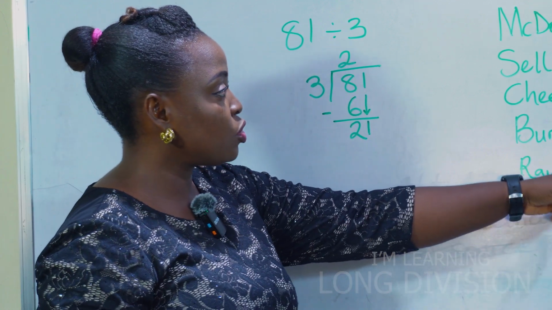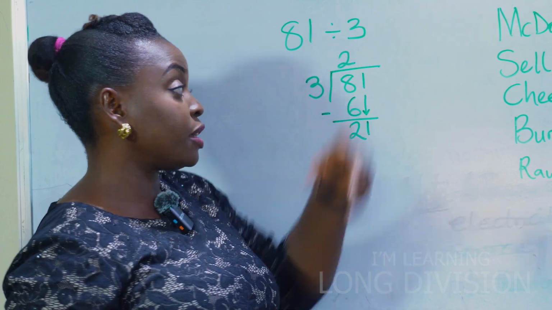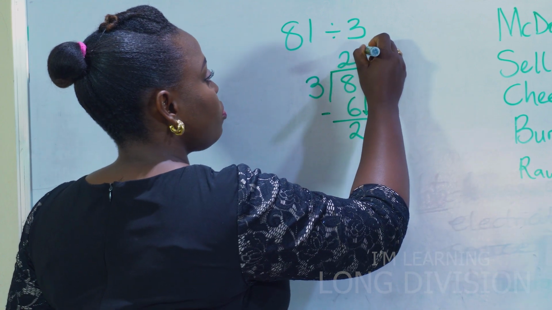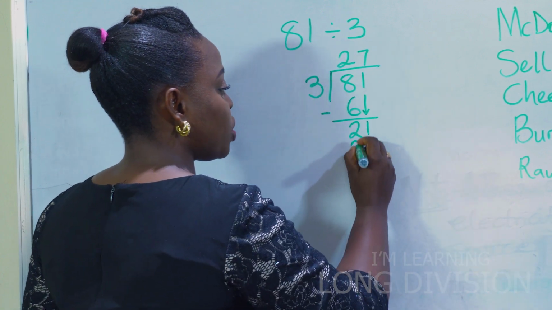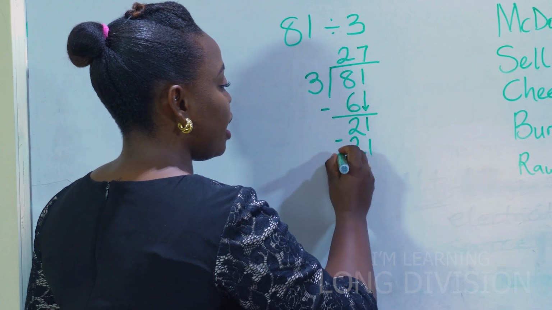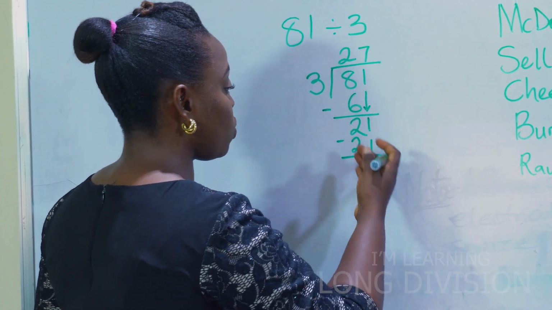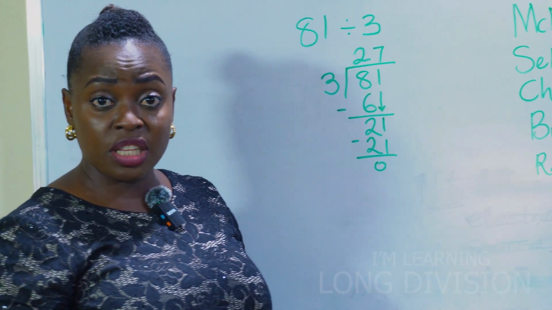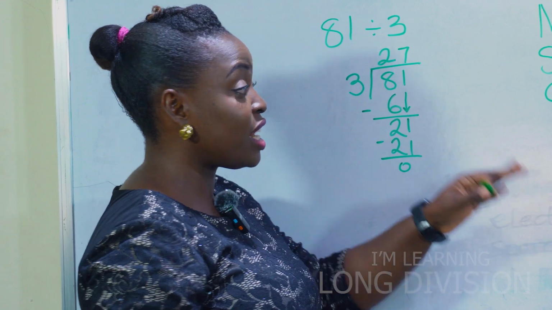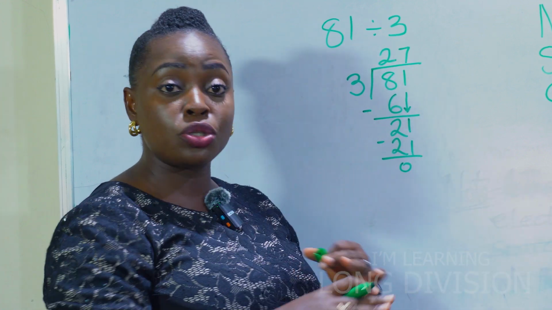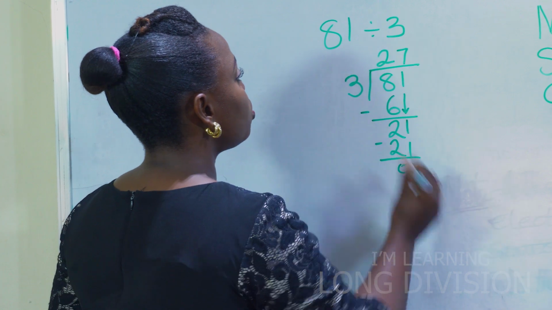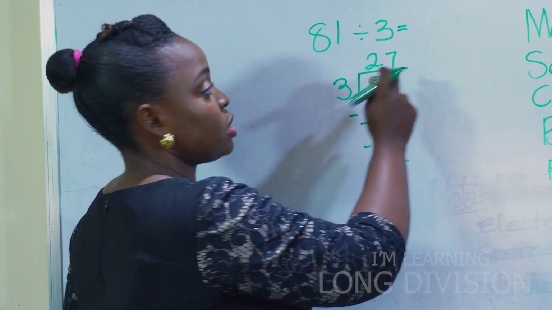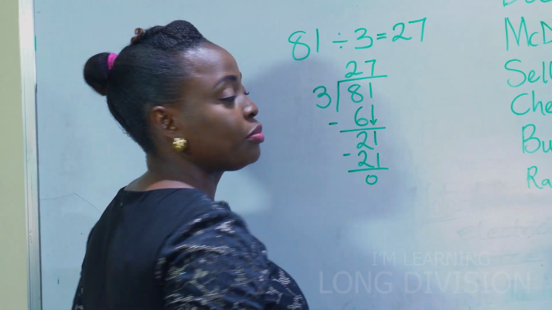Now we would repeat. So repeat means we're going back to the beginning to divide again. So we're now saying 21 divided by 3 is 7. 3 times 7 is 21. Now we've multiplied. Then we subtract. 21 minus 21 is 0. We check. Is there another number in our dividend that we haven't used? No, we're done. Is there anything to bring down? No. Do we need to repeat? No, we're done. We have 0 at the bottom. So 81 divided by 3 is equal to, that is your answer, 27.